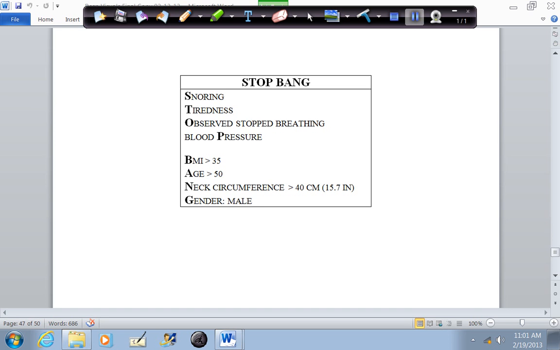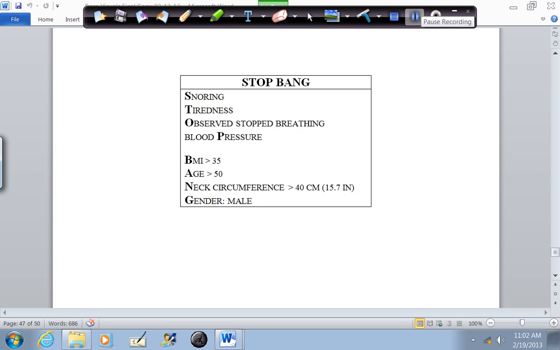So, if someone has a history of snoring, if they're tired all the time, someone has observed that they have stopped breathing while they were sleeping, if their blood pressure is high, if their BMI is greater than 35, of course you may just ask their height and weight and do the math yourself. If they're over 50, if the neck circumference is greater than 40 centimeters, which is 15.7 inches, if it's a man, you can ask him what size shirt collar he has to wear, and if it's a male. Those are all things that predispose people to sleep apnea.